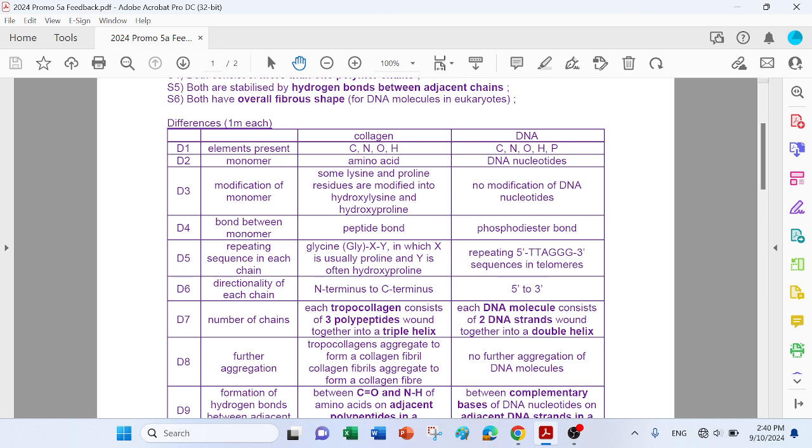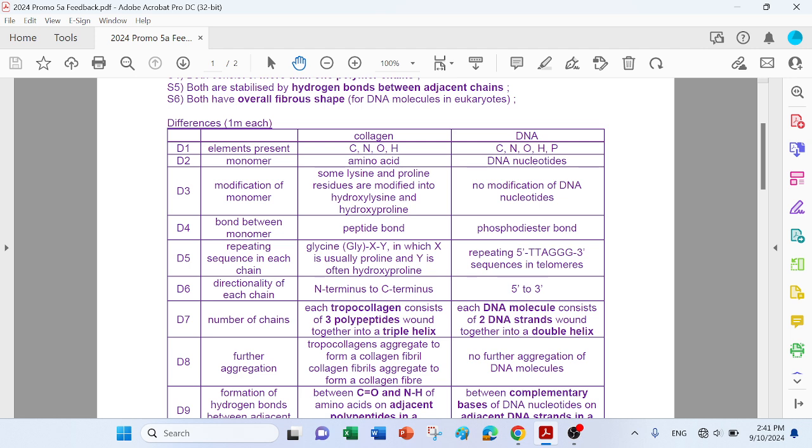For the repeating sequence, obviously, throughout the polypeptide of collagen, there is this repeating sequence of glycine, usually proline, and usually hydroxyproline. So in the previous video, I mentioned usually, not always, so not only these three amino acids. For those who mentioned that in your answer, it's glycine, then usually proline, usually hydroxyproline.